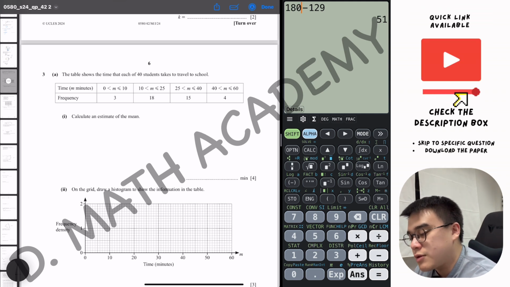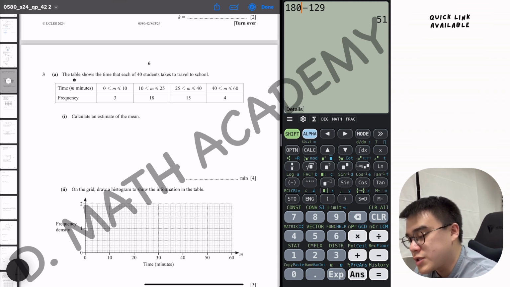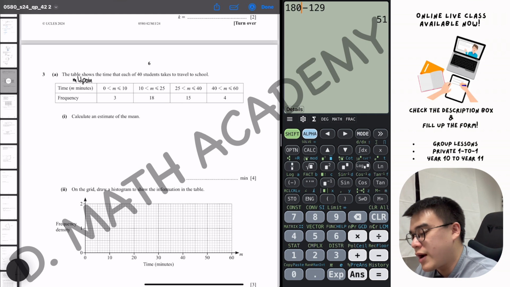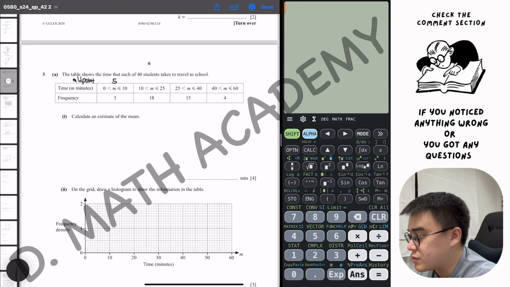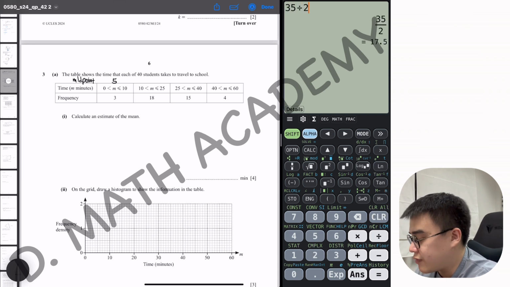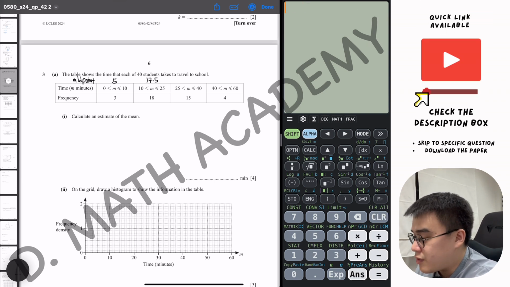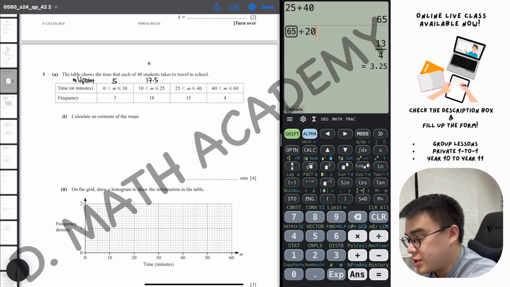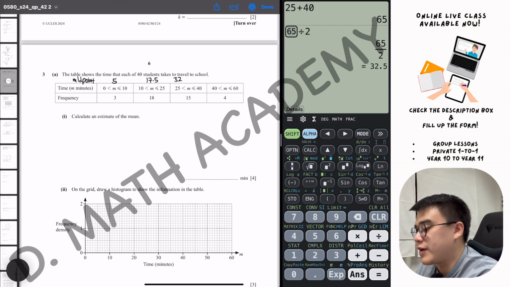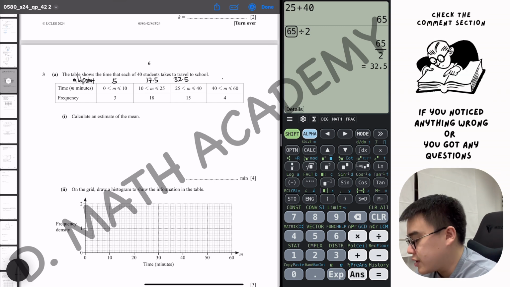I have no choice but to find the midpoint first for each of this group, which I have 5, which I have 10 plus 25 divided by 2. 35 divided by 2 is actually 17.5. 25 plus 40 divided by 2 is actually 32.5. The final part is actually 50.